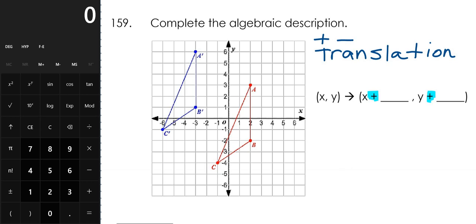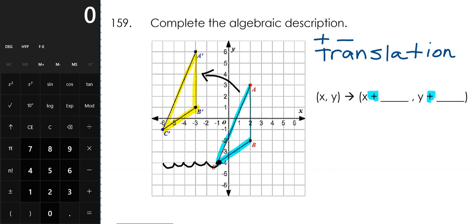Our original figure is here. I know that it's original because it doesn't have those little tick marks. Our new figure is the one with the primes. So we're looking to go from the blue figure to the yellow figure. All you have to do is pick 1 point to follow. So I'm going to pick point C. Point C goes to the left. 1, 2, 3, 4, 5 boxes.